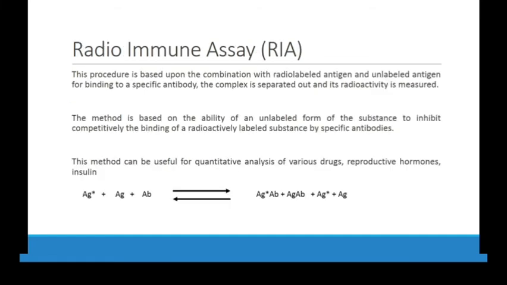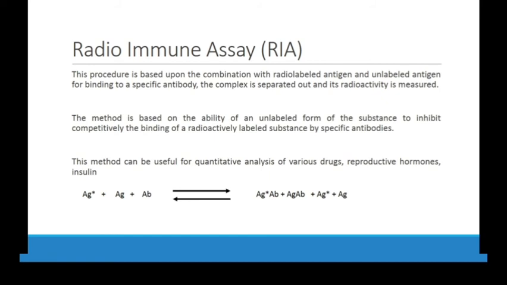So next is radioimmunoassay. What is radioimmunoassay? This process is based on the combination of radiolabeled antigen and unlabeled antigen for binding to a specific antibody. The complex is separated out and its radioactivity is measured. I already gave you an example below: if we have a labeled antigen and unlabeled antigen with antibody, then it is directly proportional that the radioactive antigen will also bind with the antibody. Then we can measure the amount of labeled antigen bound with the antibody and also the free antigen, the complex and the free one, and then we have the amount of radioactive antigen binding with the antibody.